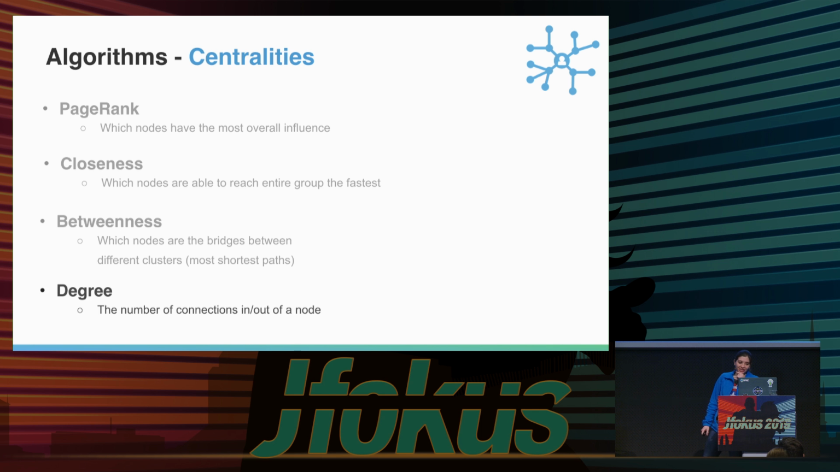Then finally, degree centrality. This looks at the number of connections in and out of a node. It is trying to figure out how fast a disease would spread through a particular person, or how fast a person could get a disease. The example that comes to mind automatically is gossip. How fast will gossip travel?